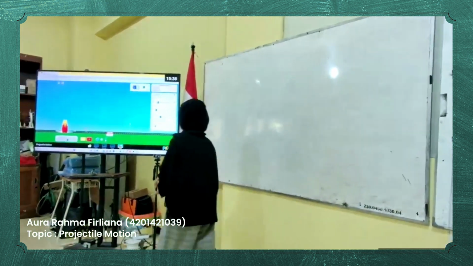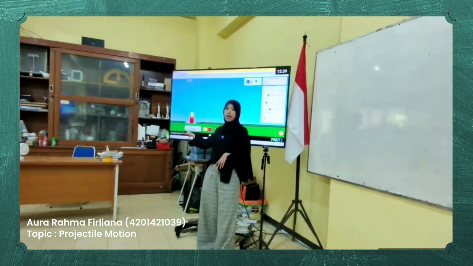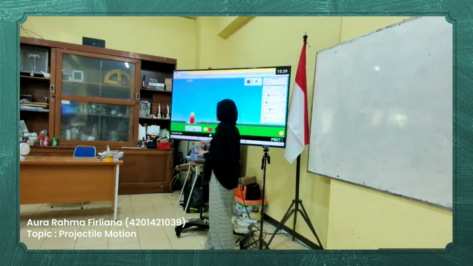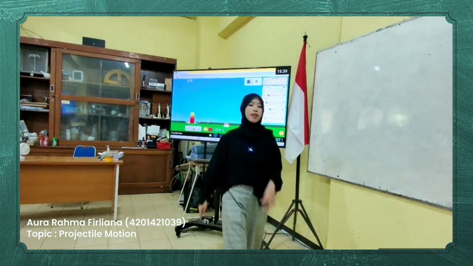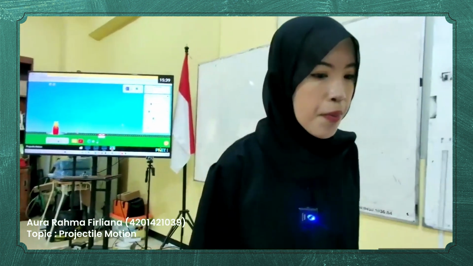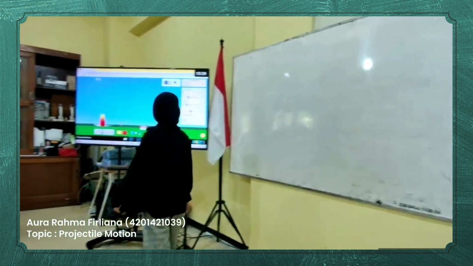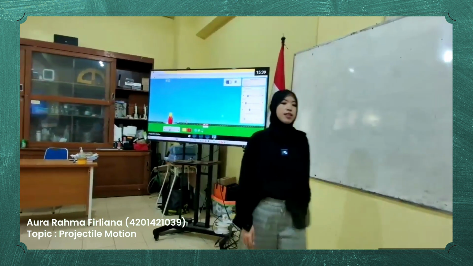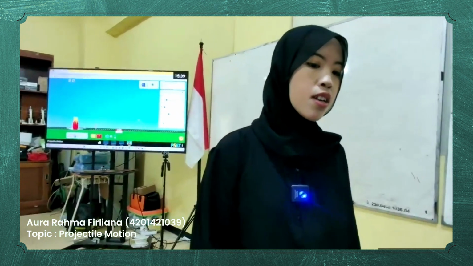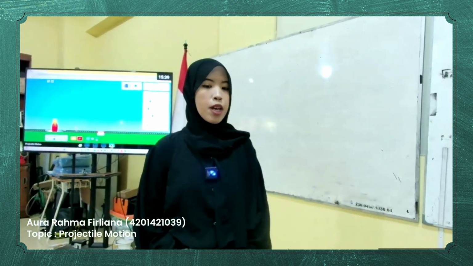Next, in the box is the initial speed. You can also set the initial speed as you need, from 0 meters per second until 30 meters per second. And then this feature is for starting your experiment. So let's try the experiment about parabolic motion.